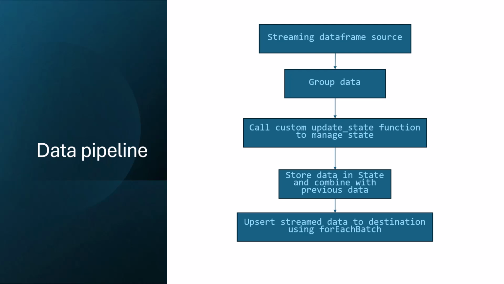And then once we've combined all that data together, so the new stream data plus the existing state, then we're going to upsert that data into our destination, which will be a delta table, and we'll use the foreachBatch functionality to do that. So that means we can continuously update our delta table with the current state, but we don't have to remove that data from our state in order to write it to the table. So the bulk of the work will be around writing the updateState function. So let's have a look at the flow of that.